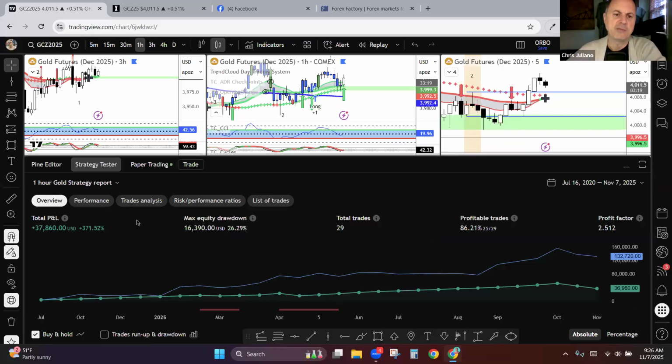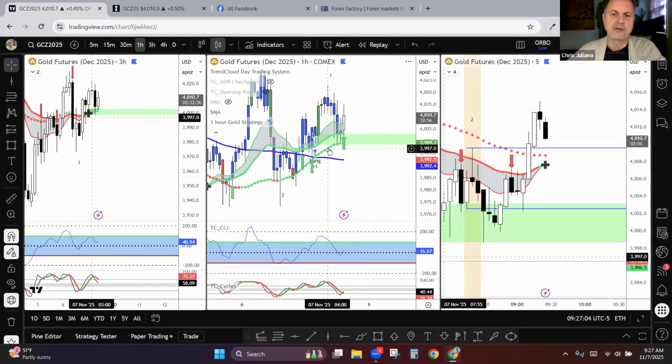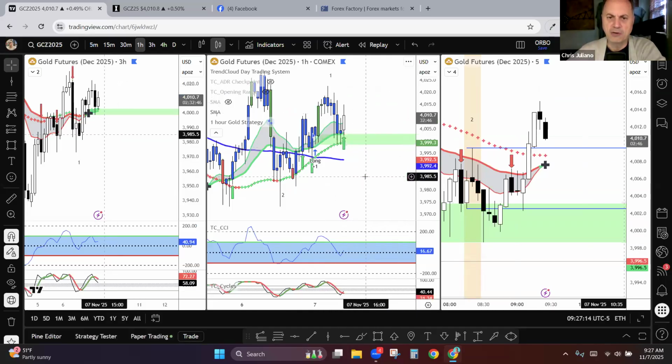Drawdown 26, not too bad, but works very well, right? This I believe is buy and hold here. So it is below buy and hold. But as far as a trading strategy goes, very high profit factor, 86% accurate. What that's telling us is that when the 50 crosses above the 89, if you take a buy order on gold, it's very profitable until the 50 crosses back below the 89.